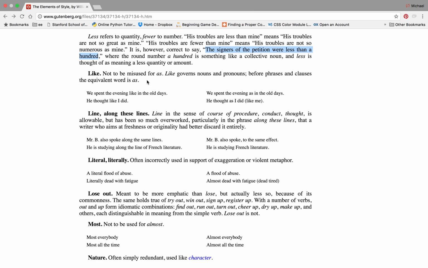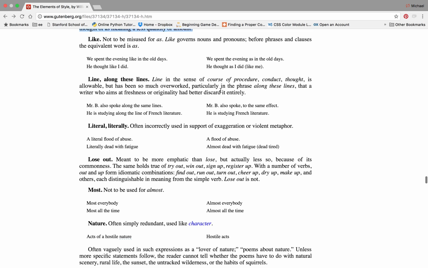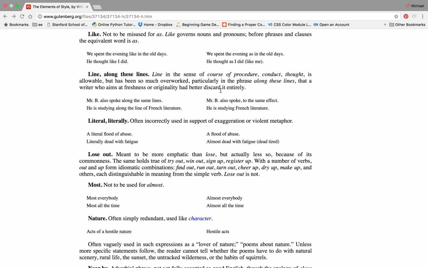It sounds better the way he wrote it, obviously, and it makes sense. "The signers of the petition were less than 100" sounds a little bit better than "fewer than 100." But he's saying that it is absolutely correct, saying less than 100, where the round number 100 is something like a collective noun, and less is thought of as meaning a lesser quantity or amount. Again, this is practice and experience and reading and writing. All of this adds up. Improving a shade in all of these areas will add up to improved writing.